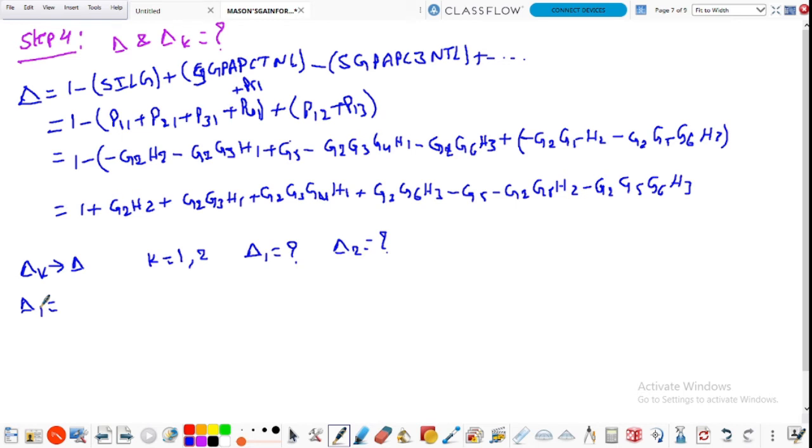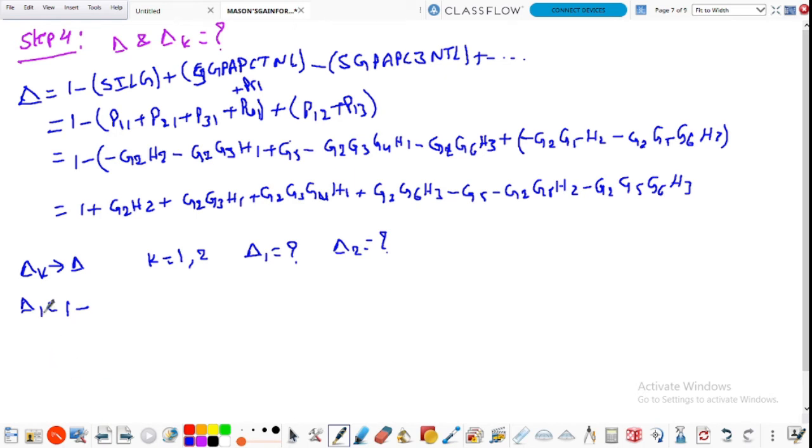Delta K is equal to delta. Delta 1 is equal to delta. So what is the expression of the delta? Delta is 1 minus the sum of individual loop gains plus the sum of gain products of all possible combinations of two non-touching loops minus, and so on. So 1 minus. Now we have calculated the sum of individual loop gains.